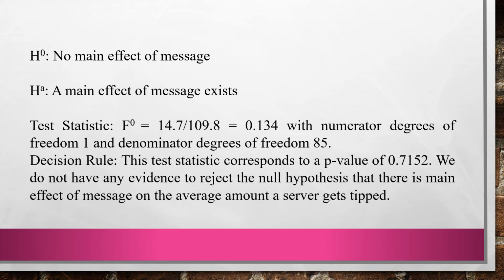Okay. So the null hypothesis is no main effect of message; the alternative is that a main effect of message exists. So the test statistic will be 14.7 over 109.8, which is equal to 0.134, with numerator degrees of freedom 1 and denominator degrees of freedom 85. So the decision rule: this test statistic corresponds to a p-value of 0.7152. So we do not have any evidence to reject the null hypothesis that there is no main effect of message on the average amount of tip the server gets.